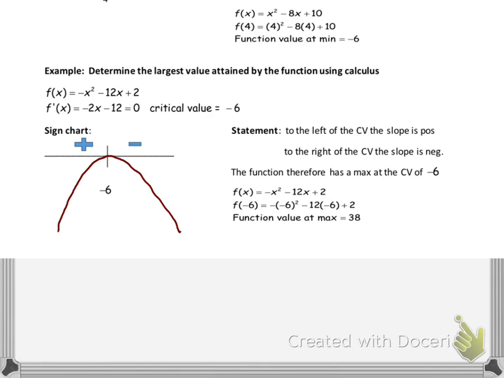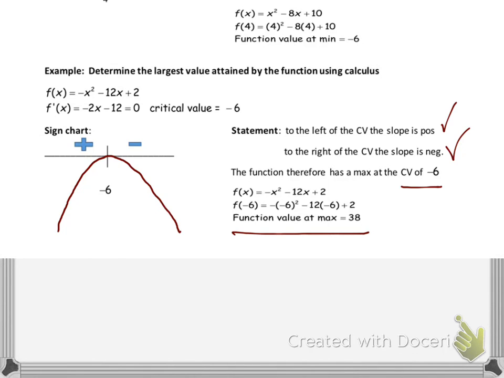To the left of the critical value, the slope is positive. To the right of the critical value, the slope is negative. And therefore, the function has a max at the critical value of -6. What's the result of the critical value being put in your f of x function? That gives you the max at 38.